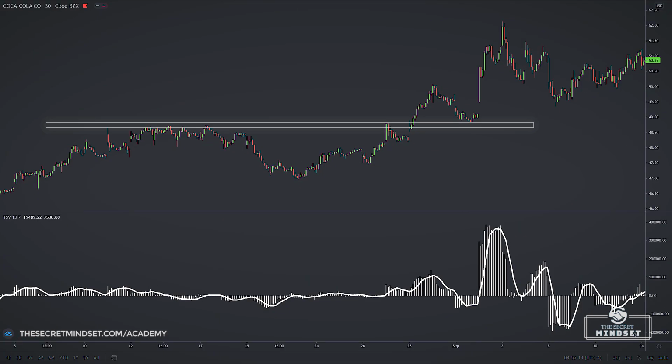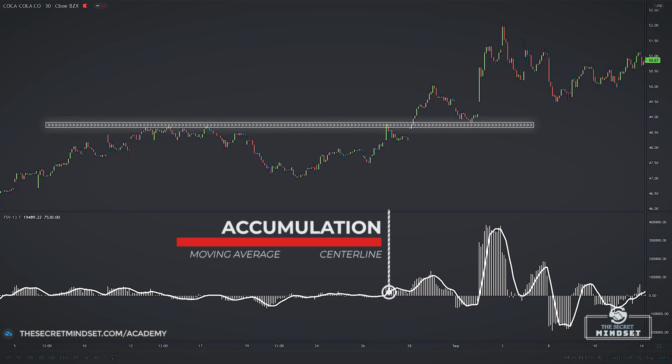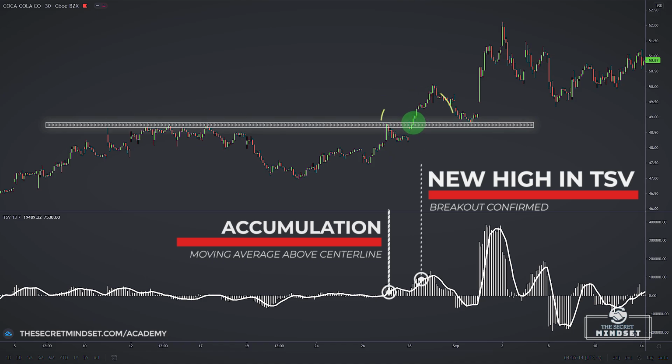So for an upside breakout, for example, pay extra attention to the TSV oscillator. If you see a period of accumulation, meaning the moving average above center line, and you see a new high in the time-segmented volume at an important area of resistance, that's a high probability signal that the breakout could be valid, and a future upside move could follow, like in this example.